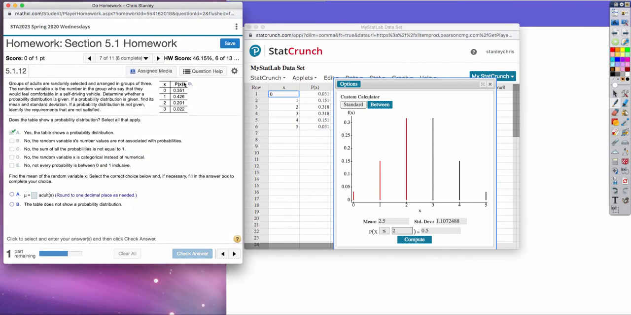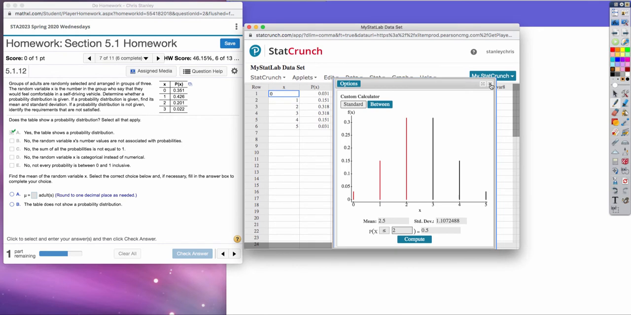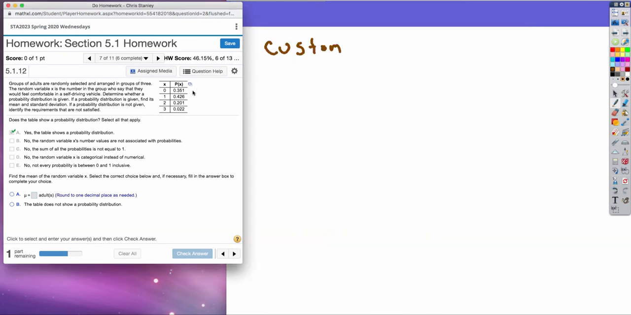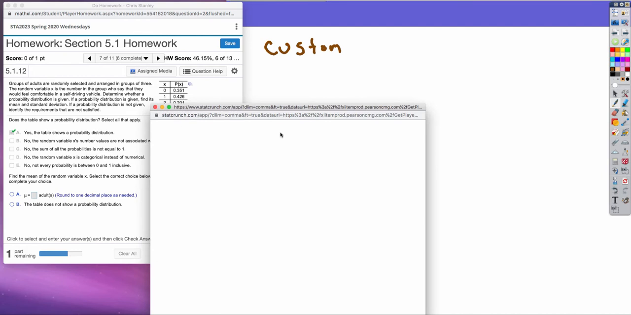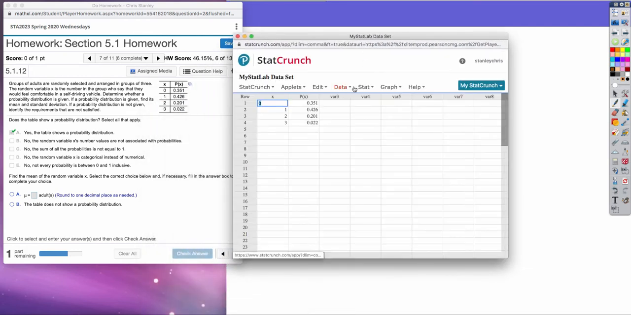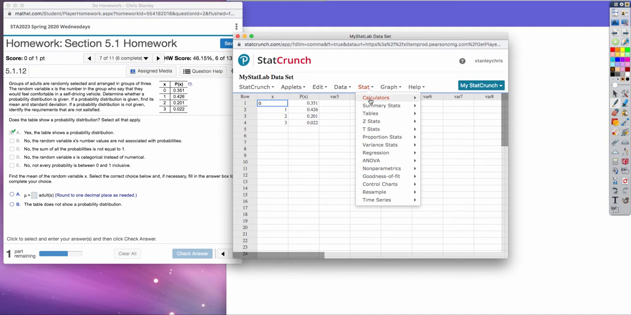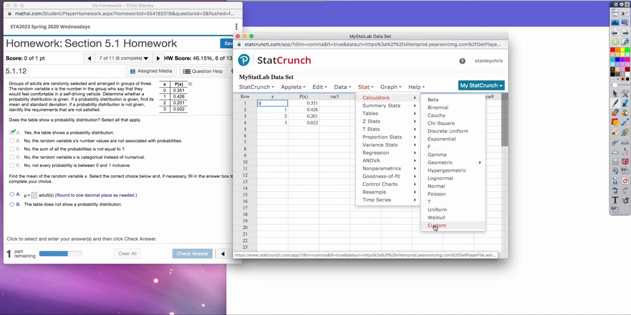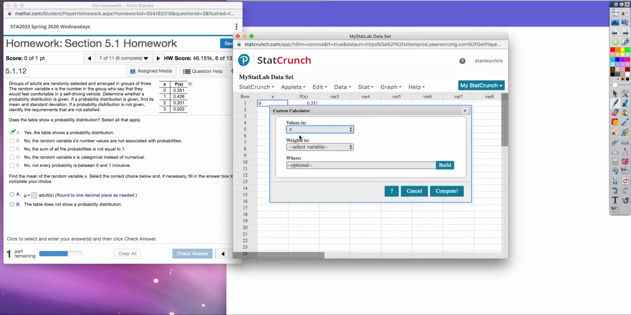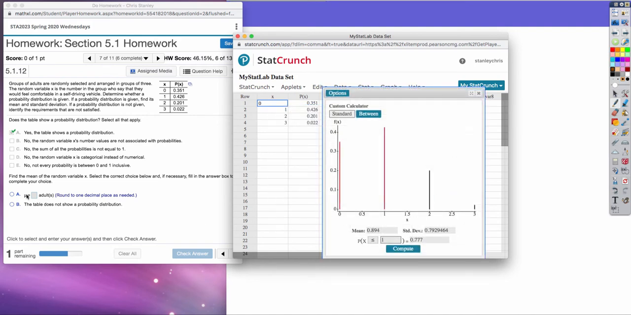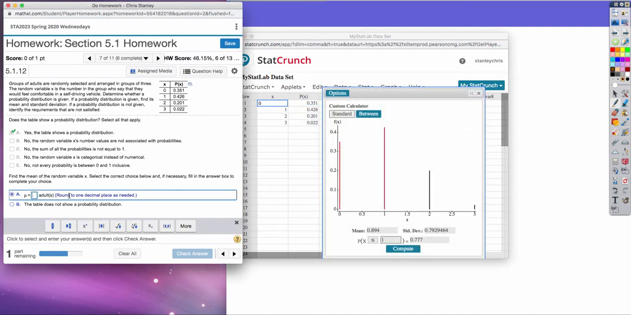Now to find the mean, it's the same thing. We want to go to this custom calculator. So let's get out of it here. Just get out of the whole thing. So click on that box. I want to go Stat, Calculators, and Custom. Weights are the probabilities. Probabilities are your random variables. 0.894. One decimal, so we'll go 0.9.